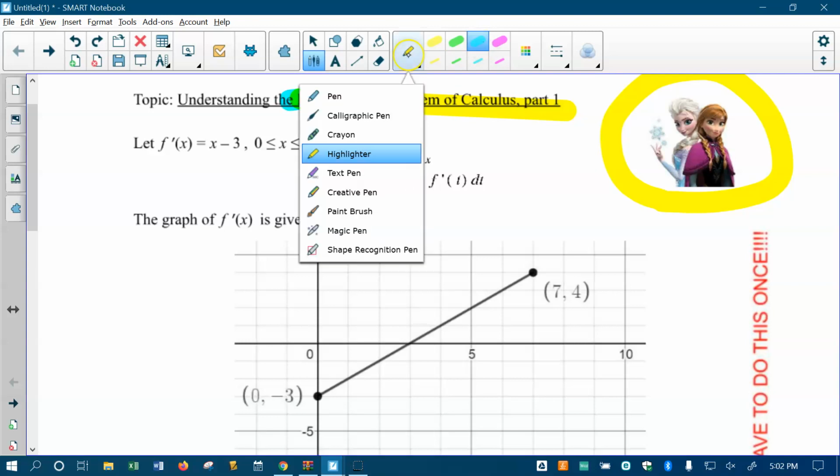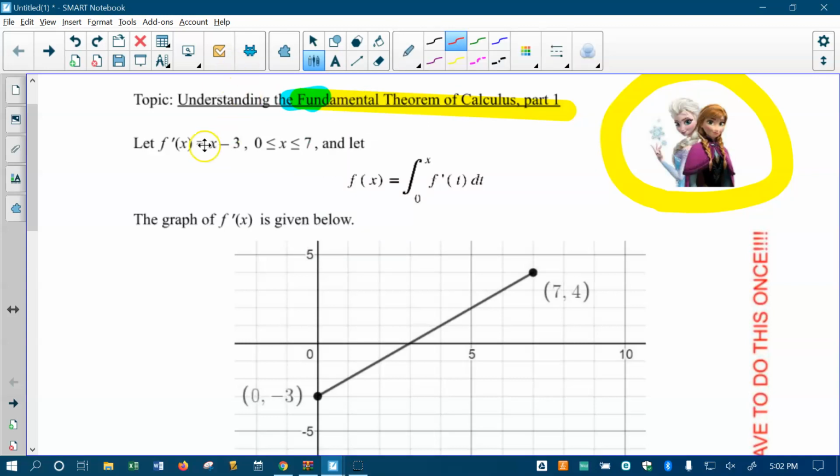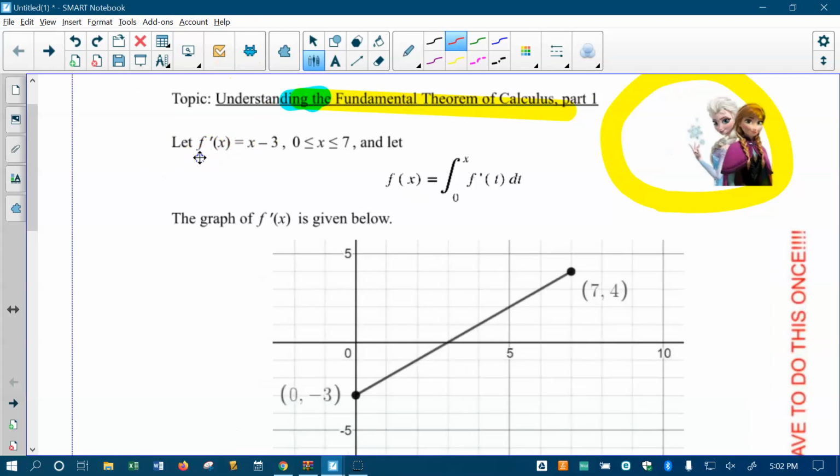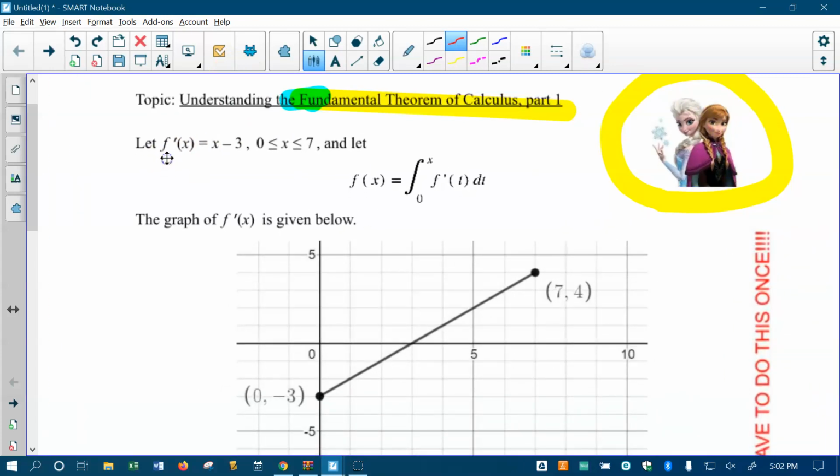Fun. Okay, it looks like we have a differential equation here. F prime of x equals x minus 3. So we have that differential equation there. We're limiting it between 0 and 7.